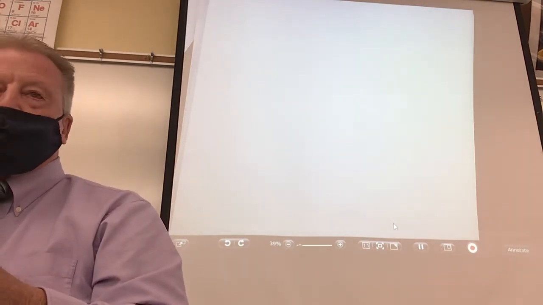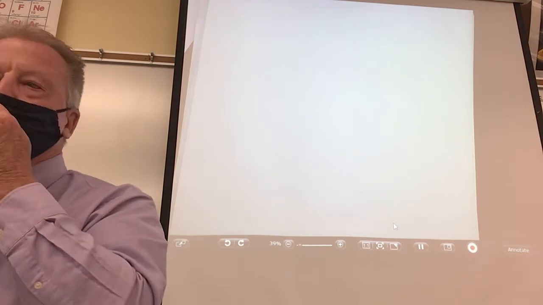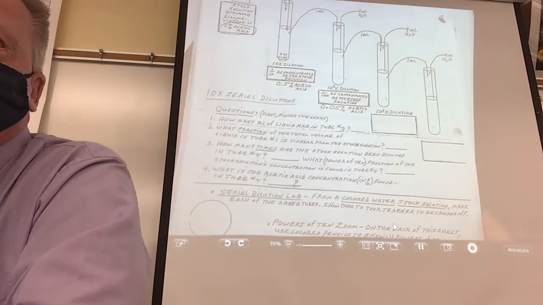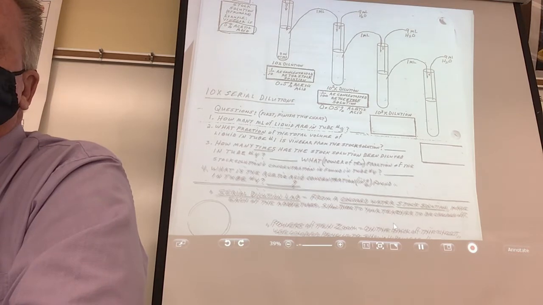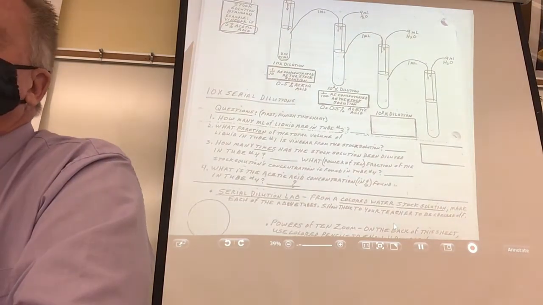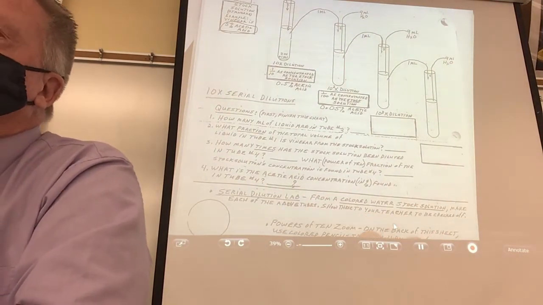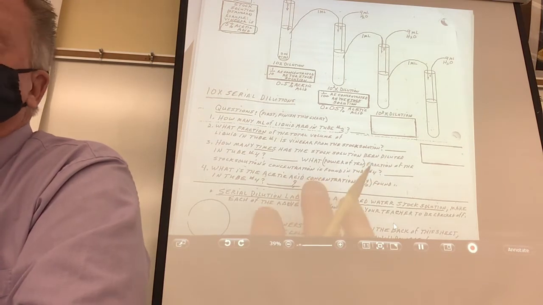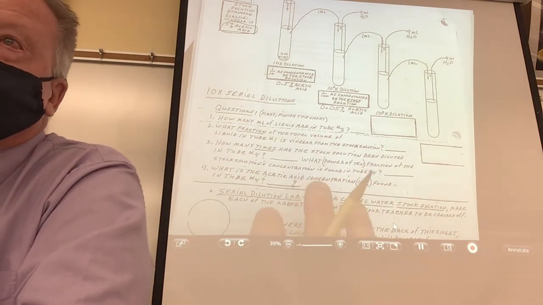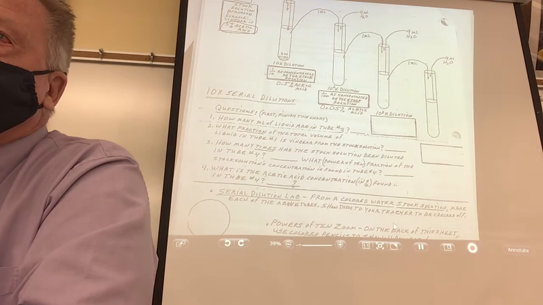Now, what I'd like to do, I don't know if I did this in physics. Did we do this in physics? Yes. Okay. The reason I want to redo this is because you actually use this technique when we do a thing called spectrophotometry.